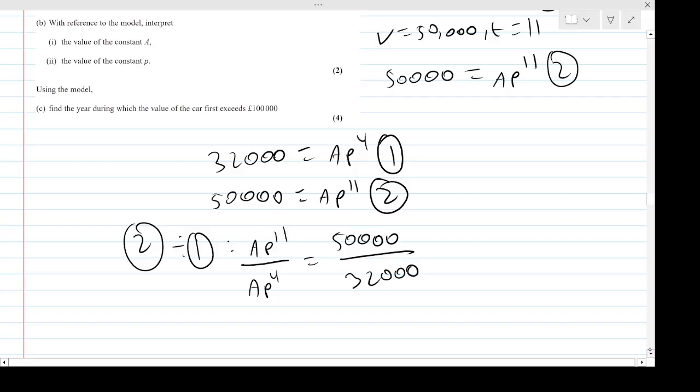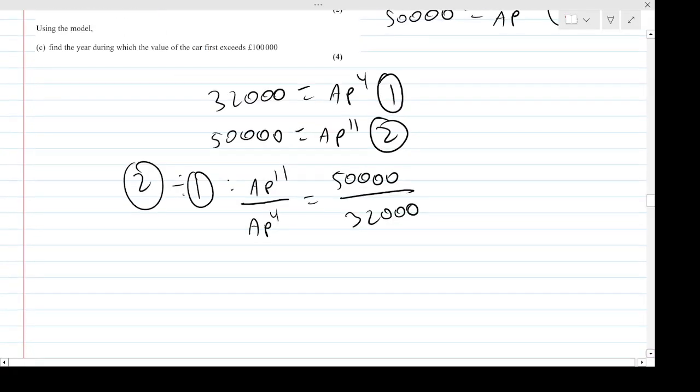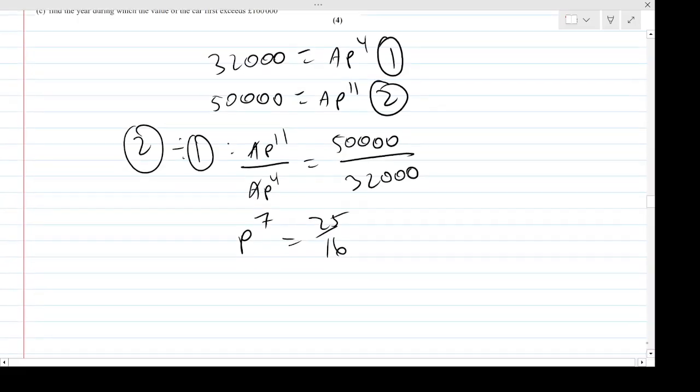Right, that's a lot simpler now. Because actually the A will cancel. And also if we use our power laws, if I'm dividing with different powers, I subtract the powers. So P to the 11 minus 4 is 7. So P to the 7 is this fraction here. So 50,000 over 32,000 is 25 over 16. Okay, so then P, I'm going to need to take the 7th root, okay? So the 7th root of 25 over 16.